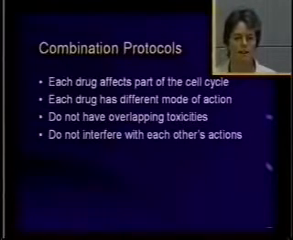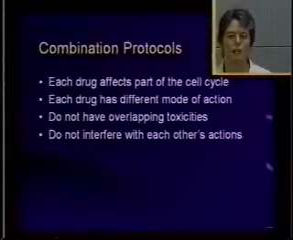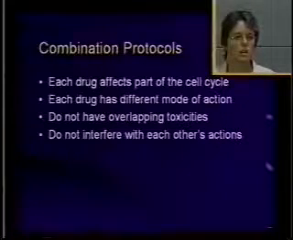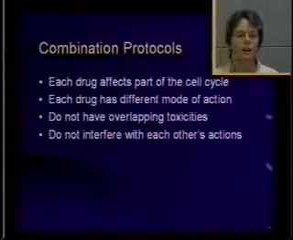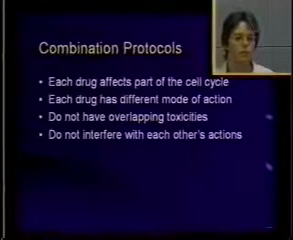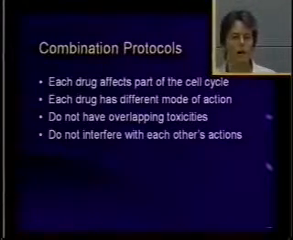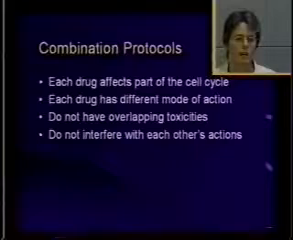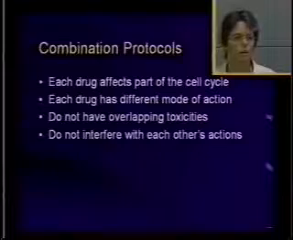We also want them to not have overlapping toxicities. That often allows us to use higher total drug concentrations, because we can use two different drugs that don't have the same toxicities and achieve a higher cell kill. And then again, obviously, we don't want the drugs to interfere with each other's actions. Similarly to using antibiotics that are either bacteriostatic or bactericidal, we generally recommend not using a bacteriostatic drug and a bactericidal drug. And the same thing follows with chemotherapy drugs. You don't want one drug to interfere with the other.